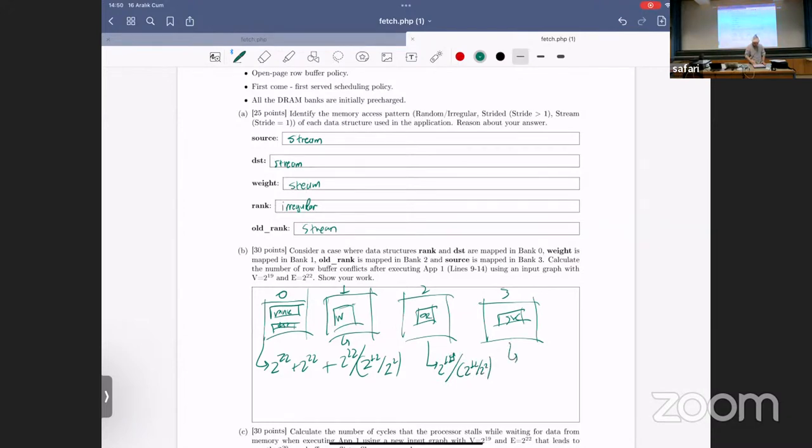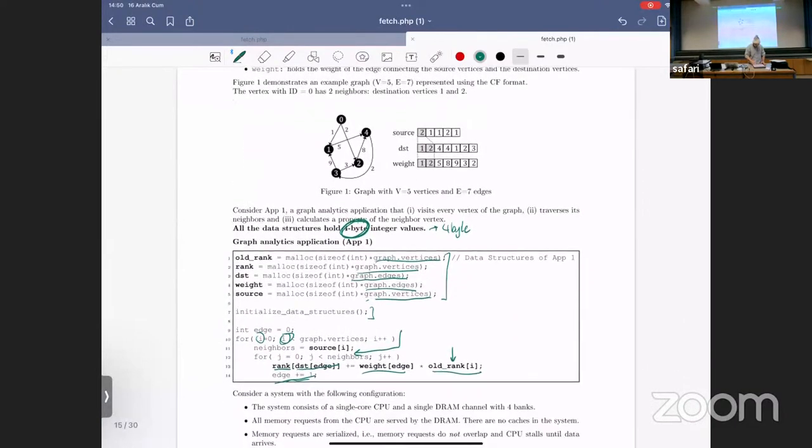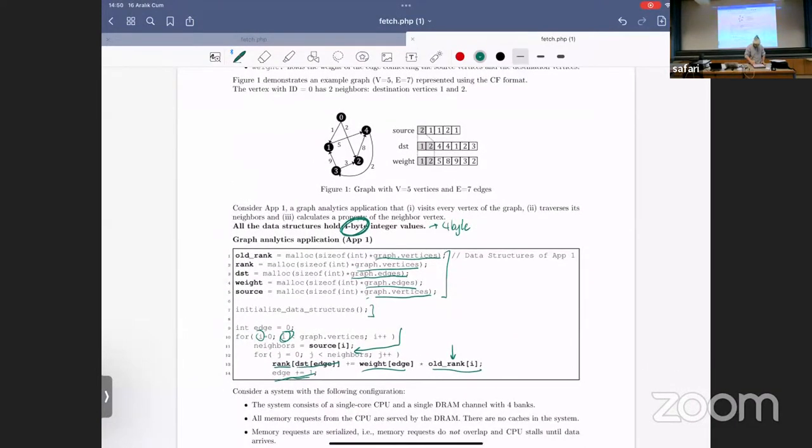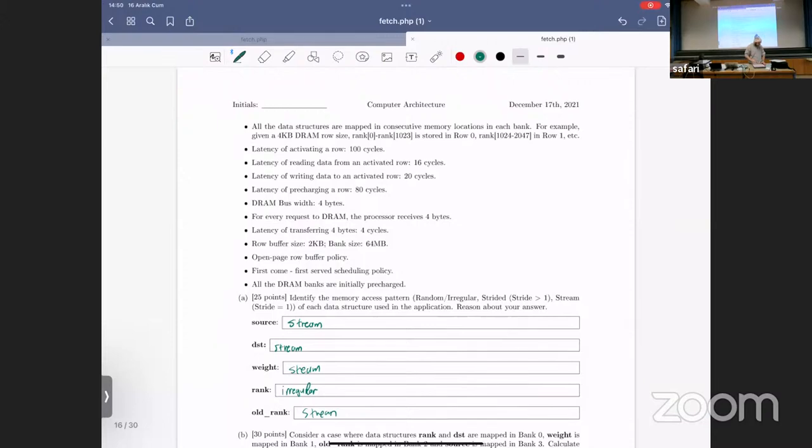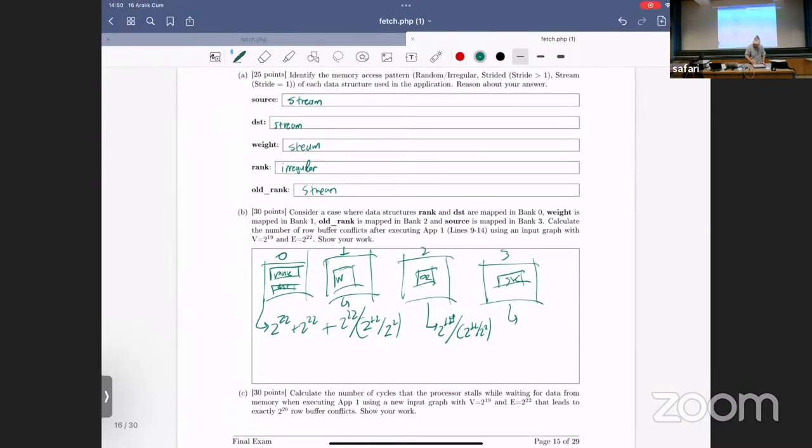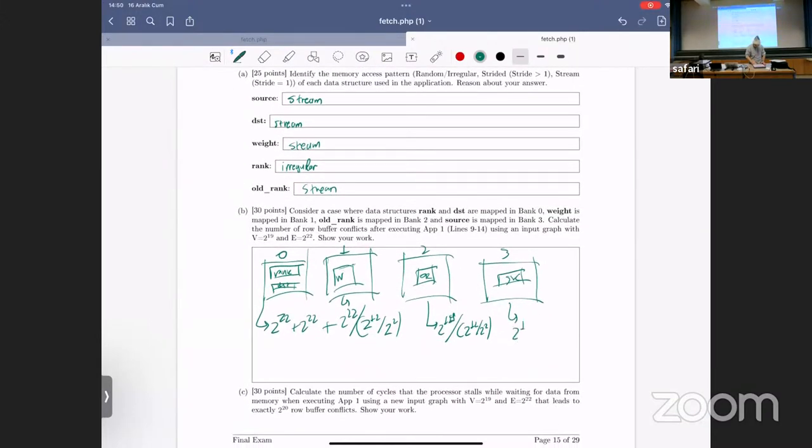And for the source, we access it 2 to the power of 19 times, divided by 2 to the power of 11, divided by 2 to the power of 2. Okay.